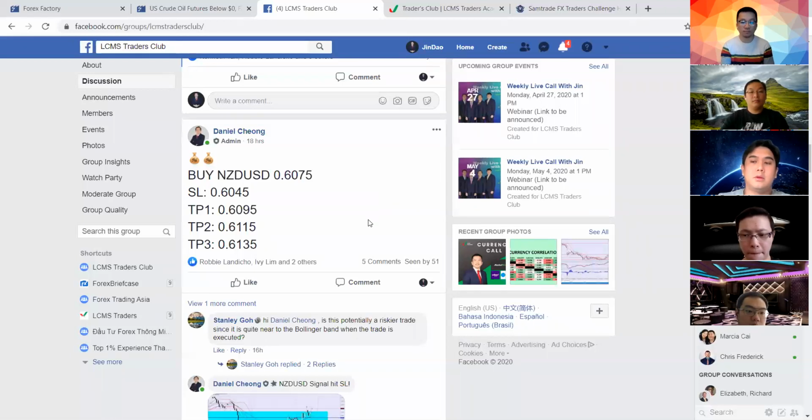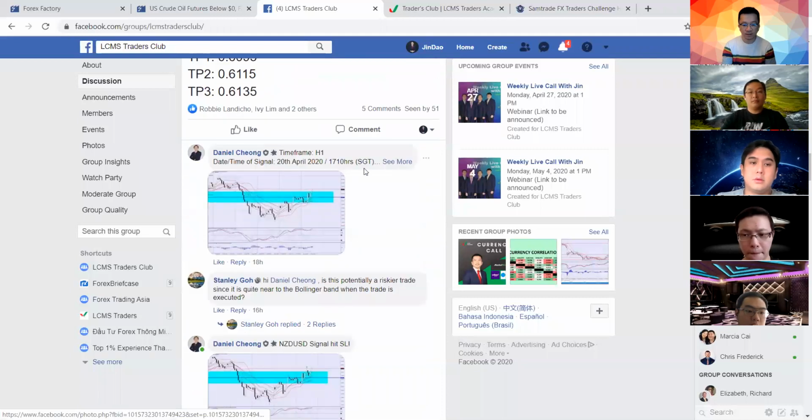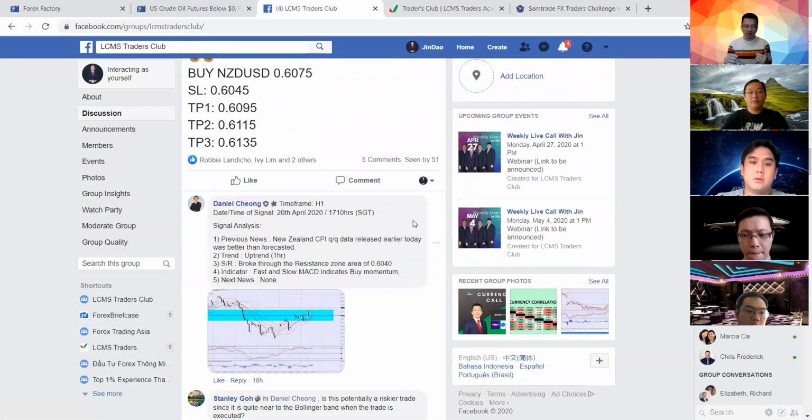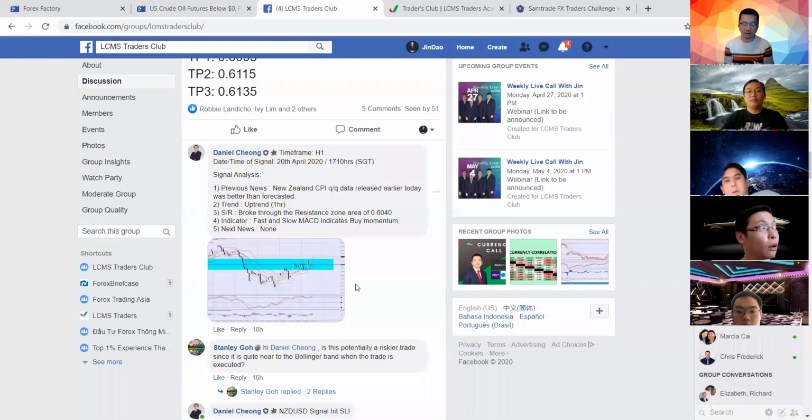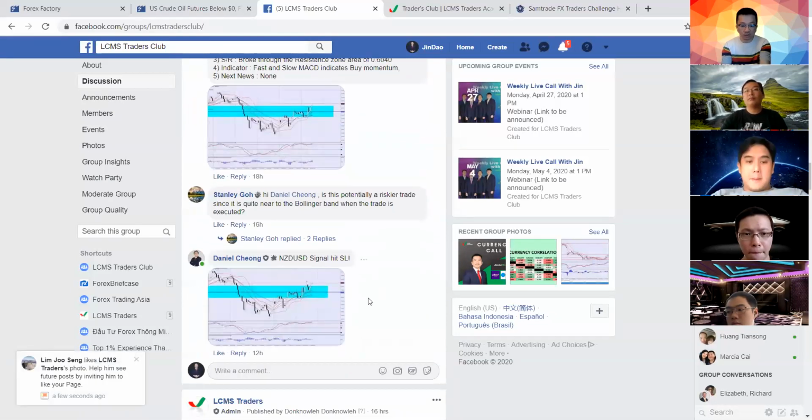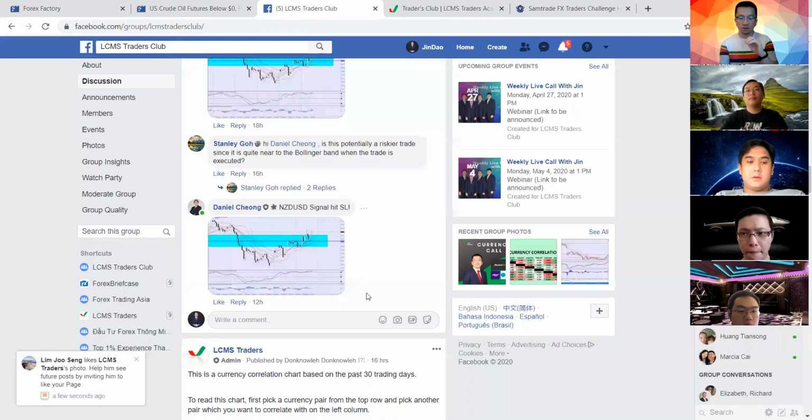In the LTMS Traders Club private group, what you also get is the analysis, right? You get the analysis behind why Daniel is signaling to buy New Zealand US dollar, the logic behind it, the trend, the news, the support, resistance, all the different levels. He shares his charts to tell you what he's looking at. So not only do you follow a trade in the group, you can also learn how to trade by looking at real life examples of why Daniel gets into those trades, right? Sometimes the trades work out, sometimes they don't. There's no 100% in trading. So when we hit stop loss, the analysis will come up telling you why we hit stop loss as well.